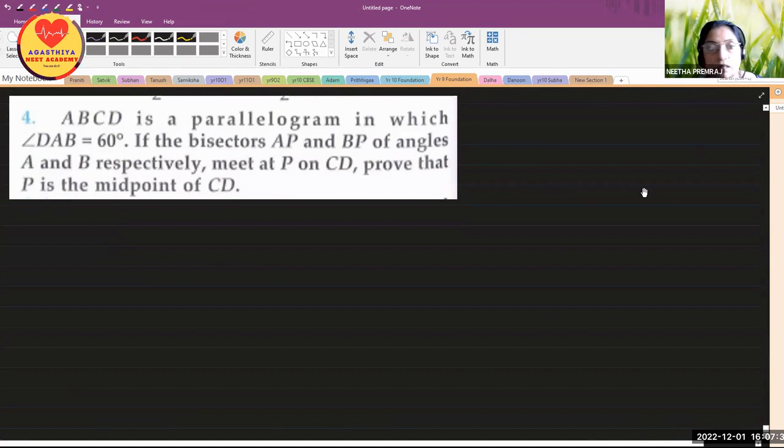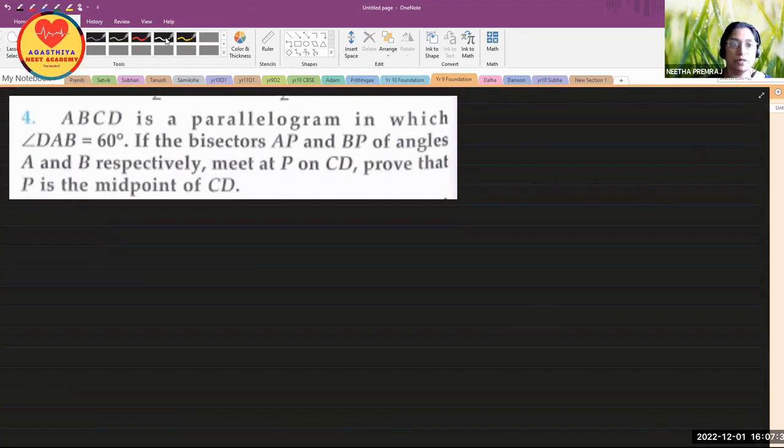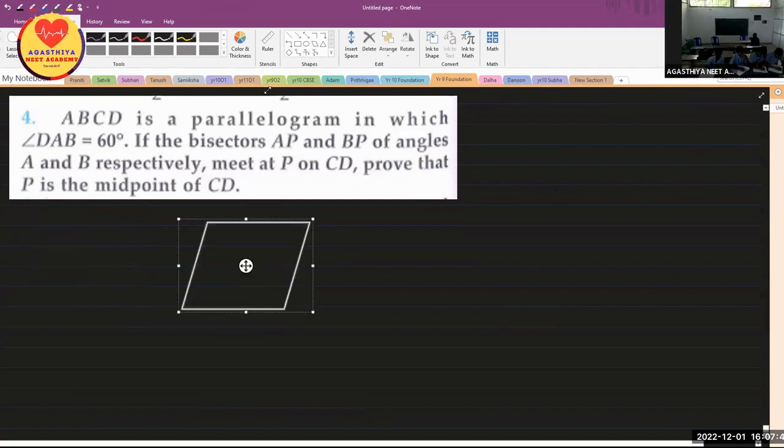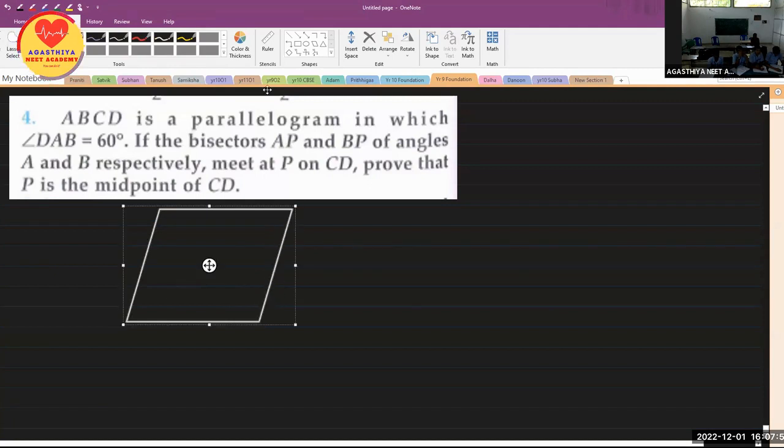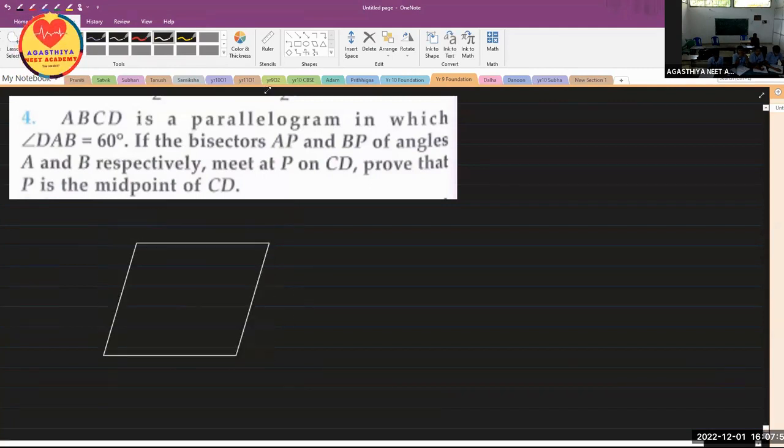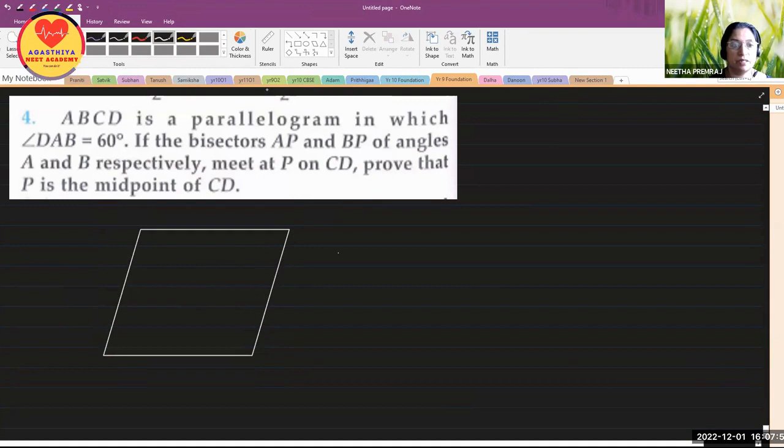Now, see what is given in the sum. ABCD is a parallelogram. Okay, draw a parallelogram. So ABCD where DAB is 60 degrees. So I keep this as A, this is D, and this is B, C. So this is 60 degrees. It is given in the sum.